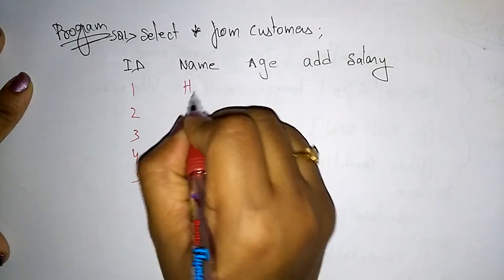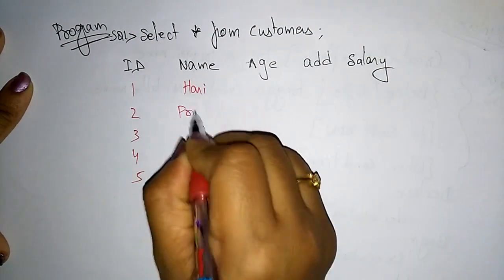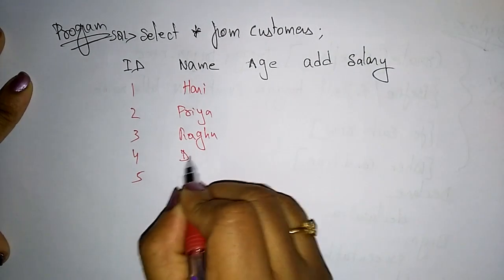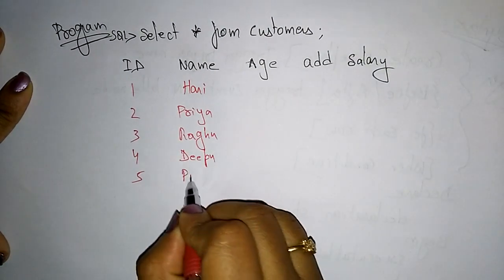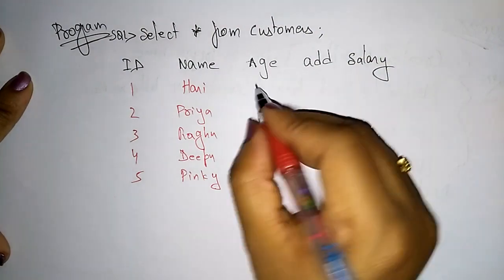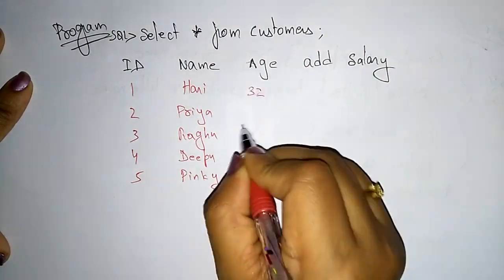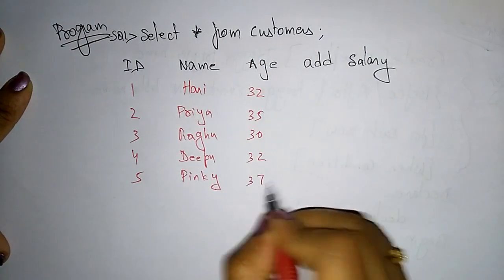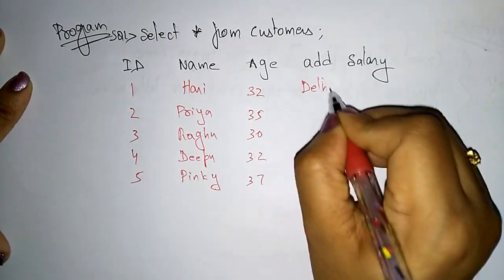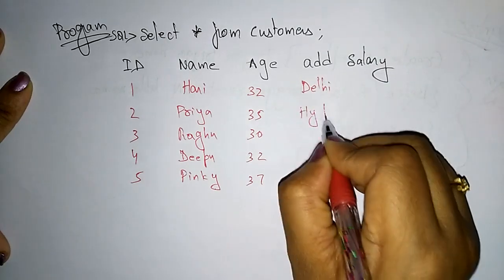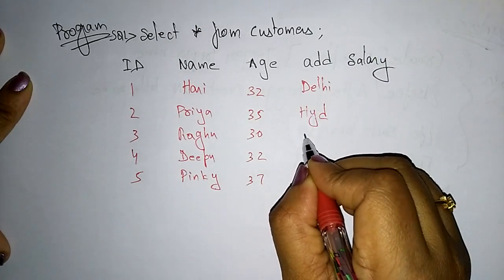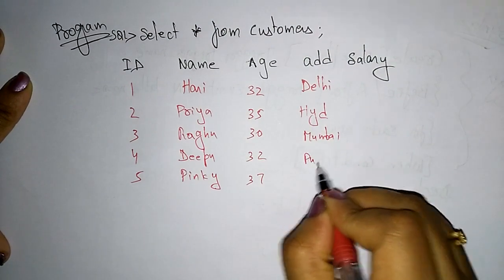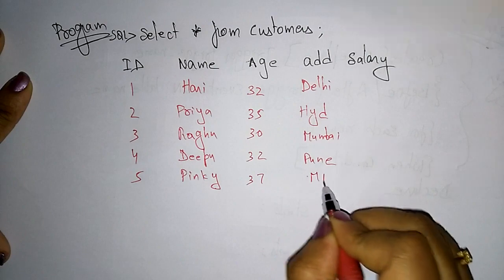Name, suppose Hari, Priya, Raghu, Deepu, Pinky. So these are the names and their ages 35. Whatever you want, you just enter that. Address: he is from Delhi, she is from Hyderabad, she is from Mumbai, she is from Pune and she is from Madhya Pradesh.